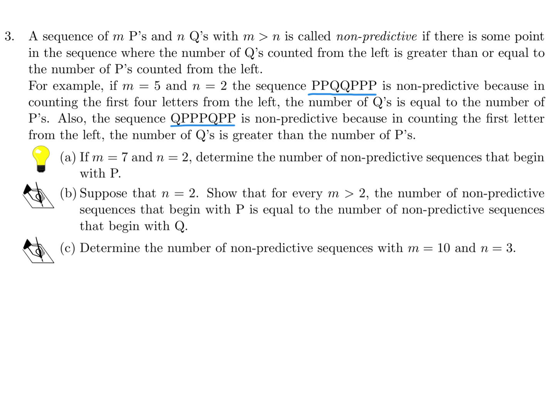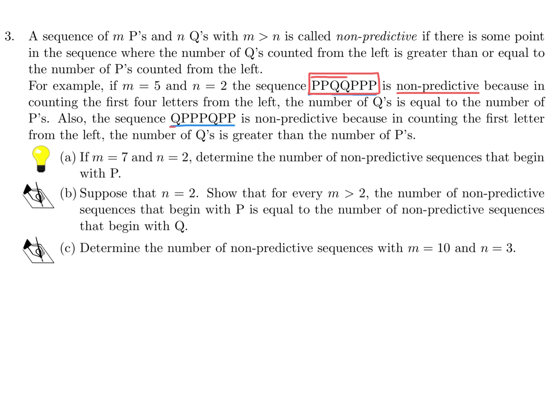All right, so hopefully you understand this. I'll explain it a little bit better. It matches this criteria of non-predictive because in counting from the left, you can find a number of q's that is equal to or greater than the number of p's. So, for example, in the first 4 letters, you have counted 2 q's, and that equals the number of p's counted thus far, which is 2.